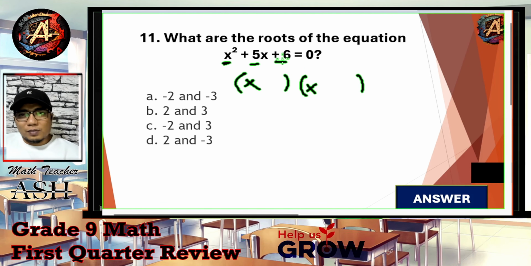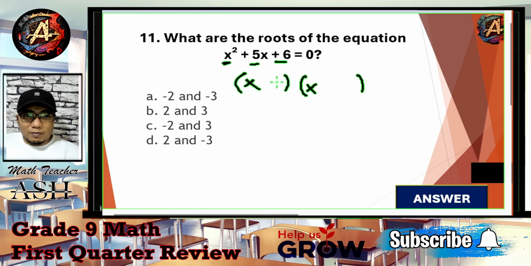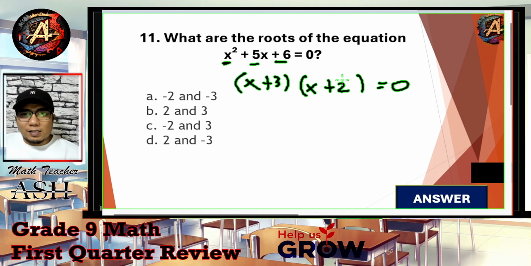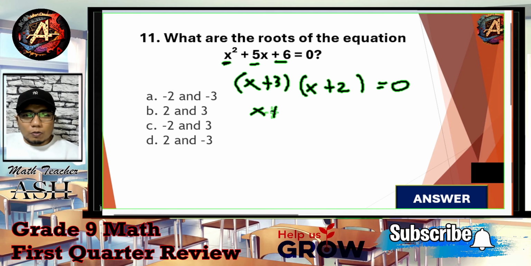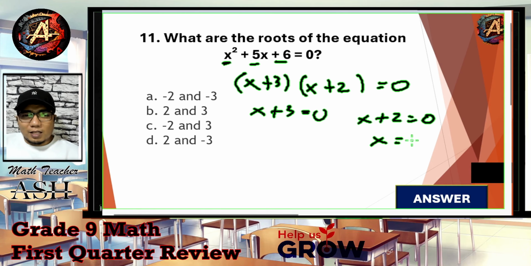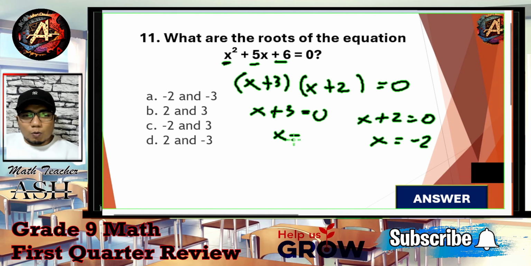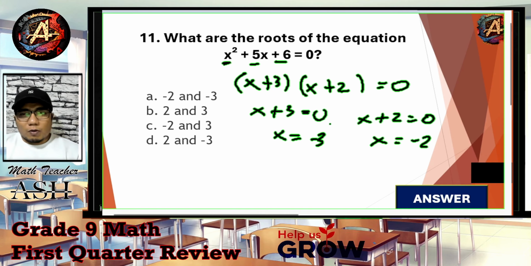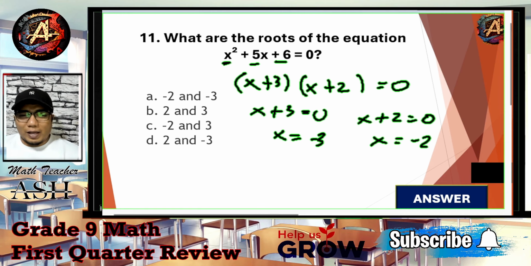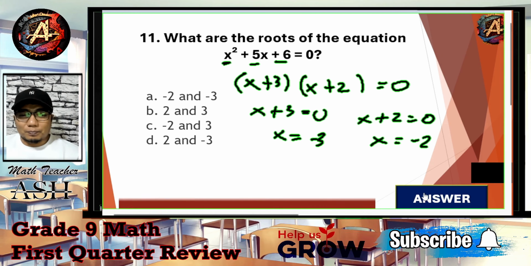So, what are the factors of 6 in which the sum would be positive 5? That would be positive 3 and positive 2. Alright, so now after this one, we will be applying the zero product property. So, we will equate both factors to 0. And of course, we will solve the value of x. We just transpose this positive 2 to the other side, giving us -2, while the other one would give us -3. So therefore, the correct answer for this problem is letter A. Alright, -2 and -3. Let's check whether we are correct.